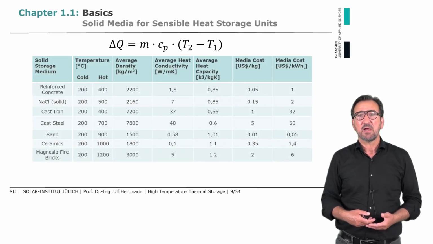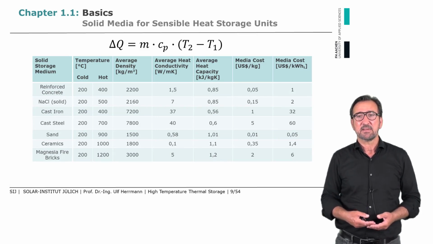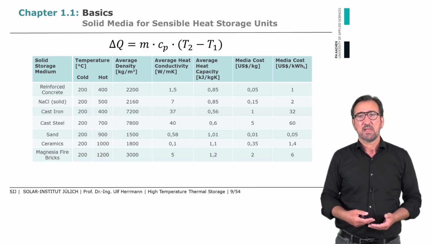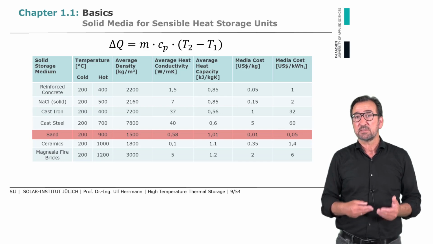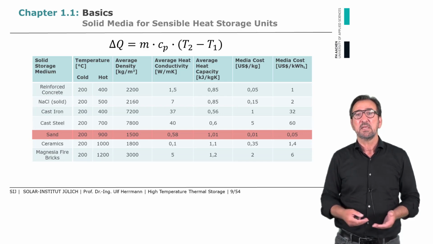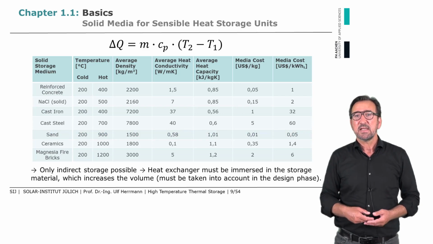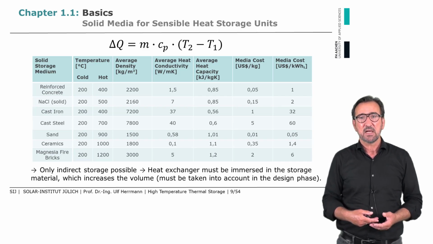For solid media, we see a variety of different media, such as concrete, ceramic, and sand, to name only a few. The big advantage of solid media is that some of them can be used at very high temperatures and that they are very cheap. As an example, I would like to mention sand, which can be used up to 900 degrees C and with storage costs of about only $0.05 per kilowatt hour thermally, it is by far the cheapest storage medium available. However, it must be noted here that solid media are generally only suitable as indirect storage media, so that a higher equipment effort is required for the heat transfer.